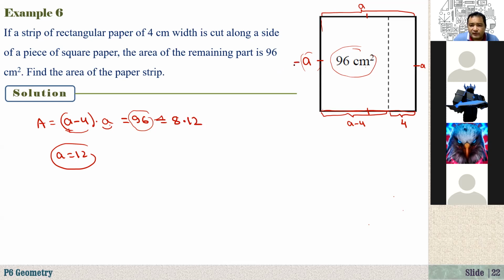As you see here, if A is equal to 12, what is 12 minus 4? This should be 8. Okay, so the value of A is equal to 12. So the width is 4, the length is 12. So number 2, the area of the strip will be equal to 4 times 12. That's equal to 48 cm squared.